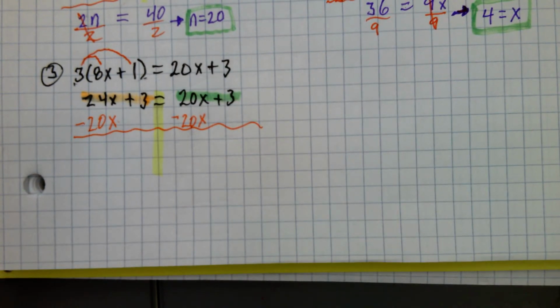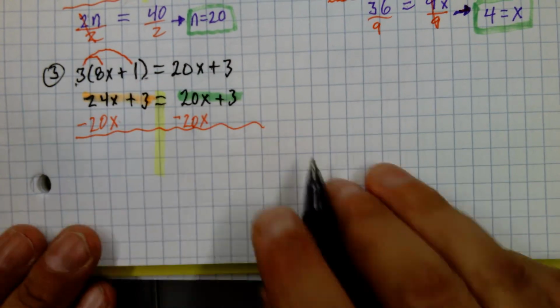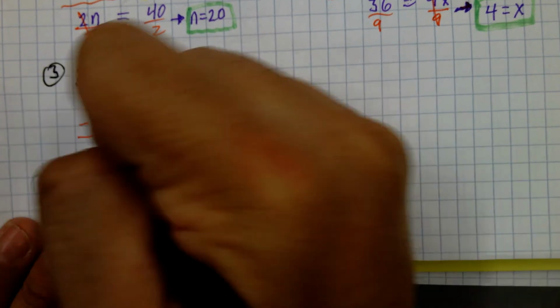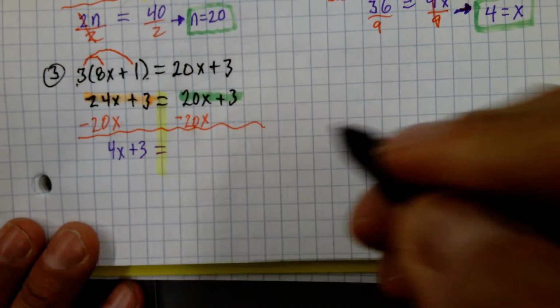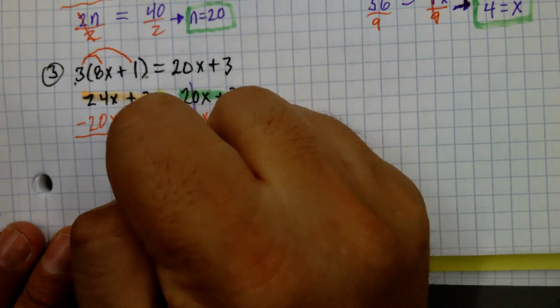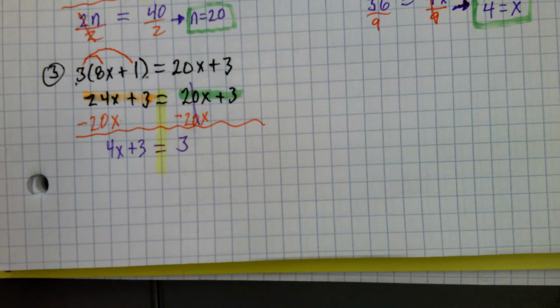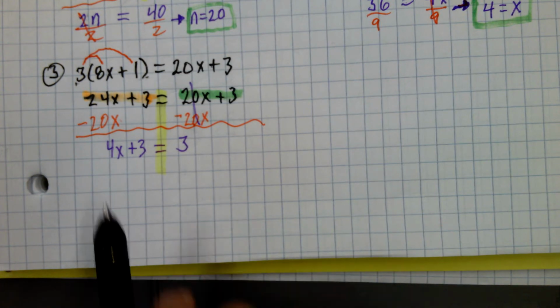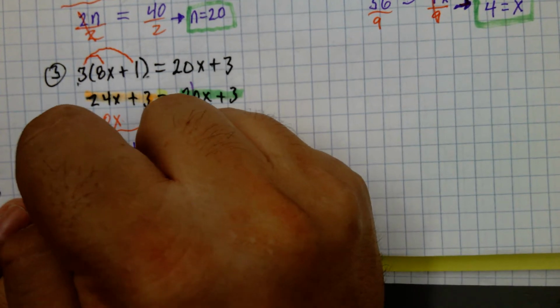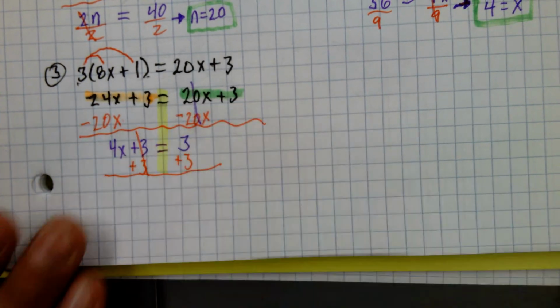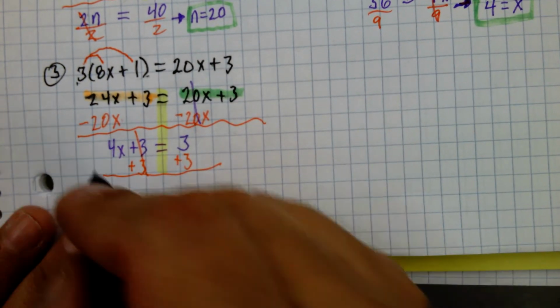All right, everyone follow along. Come on, guys. Let's do this. What's 24 take away 20? 24 take away 20. What is it? 4x plus 3 equals, this makes 0, 3. All right, so we got 4x plus 3 equals 3. So now it's a two-step equation. Let's get rid of this plus 3. That's going to go away, of course. We just get rid of that.